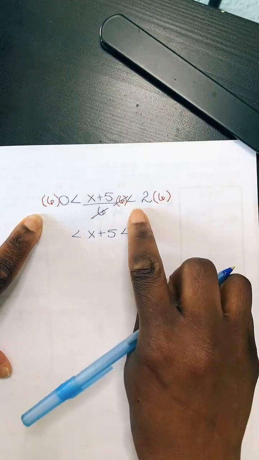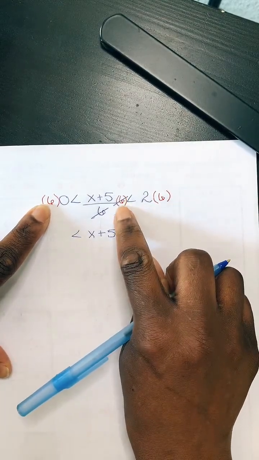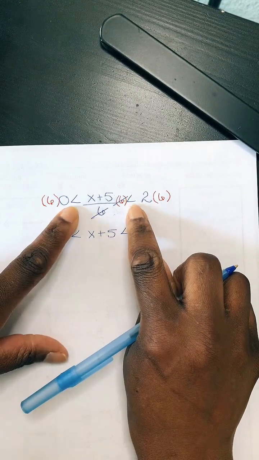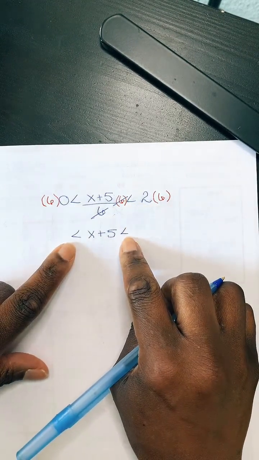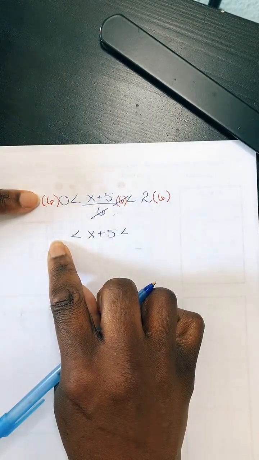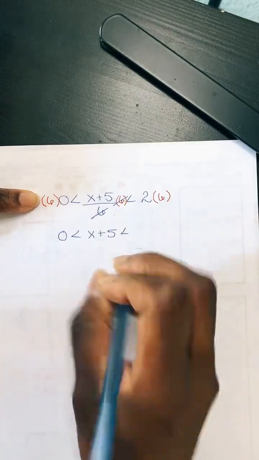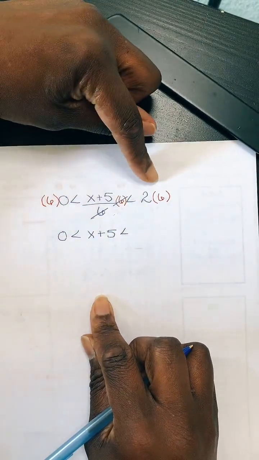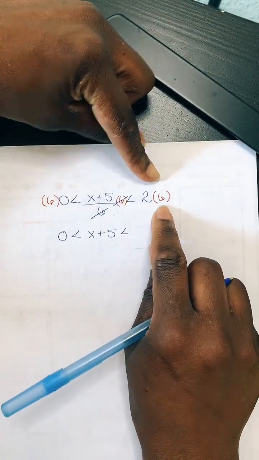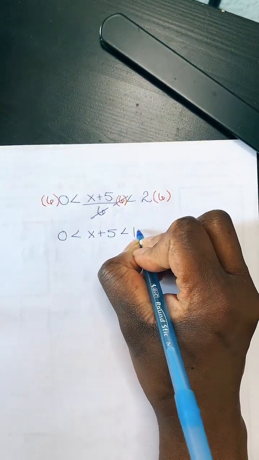All right. Since we multiplied by positive numbers, we do not change the direction of the inequality sign. So now on the left, we have 6 times 0. Anything times 0 is 0. Then we have 2 times 6. 2 times 6 gives me 12.